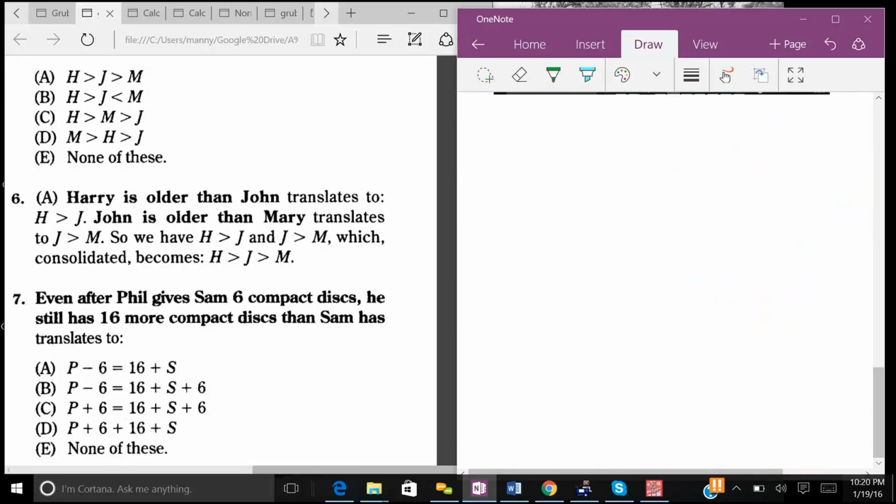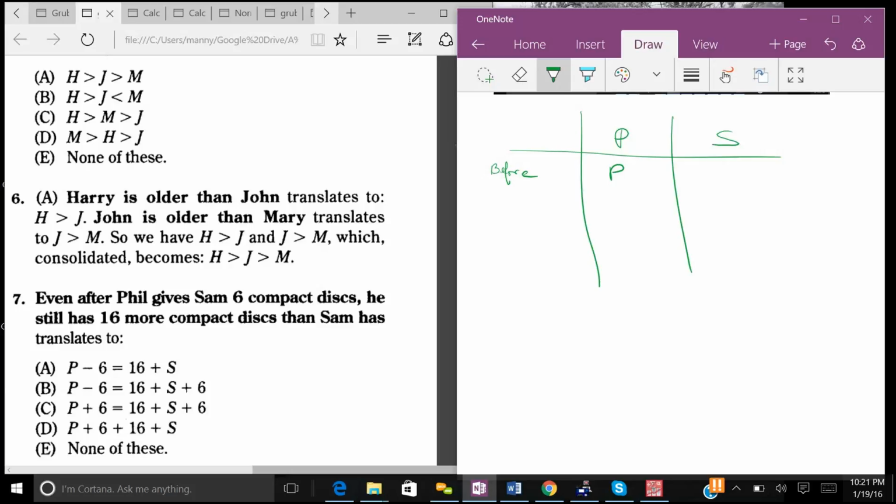Okay, what you do is, Phil and Sam, you have different columns. So before, what did they have? Phil had P and Sam had S, and they're not equal. Okay, so later what happens? Later Phil loses 6, but Sam gains 6, and that's not equal either.